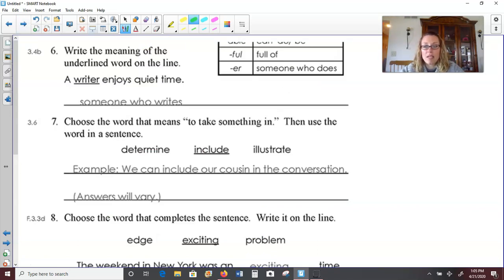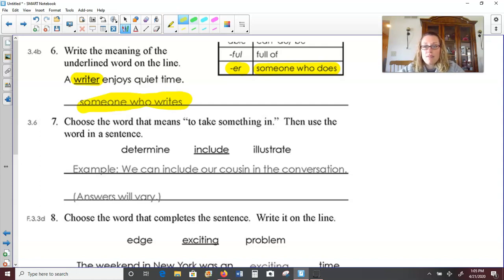We need to write the meaning of the underlined word. Our word is writer. A writer enjoys quiet time. So what is a writer? If you look at the suffix here, er means someone who does. So it's someone who writes. That's what a writer is, someone who writes.